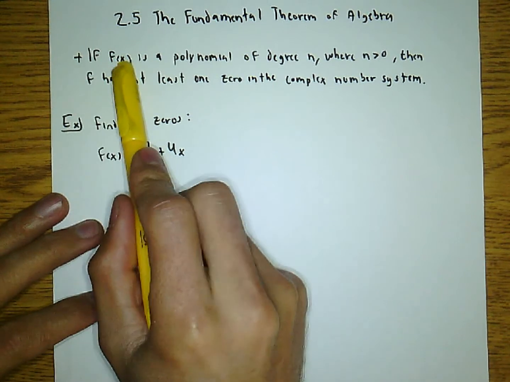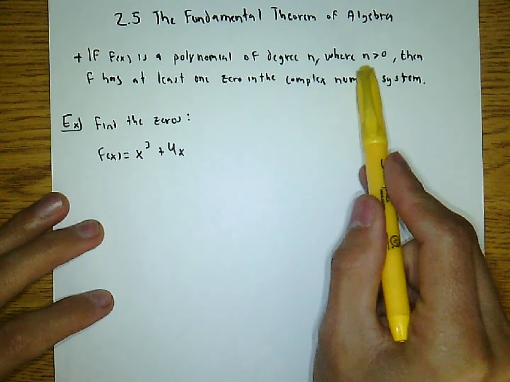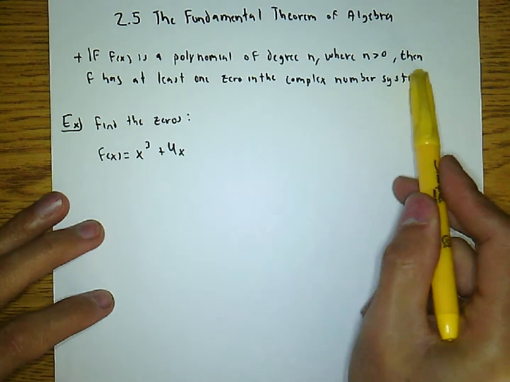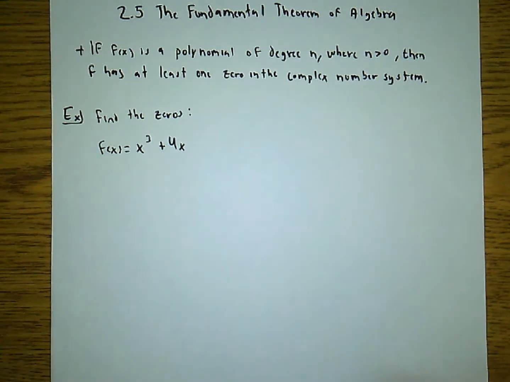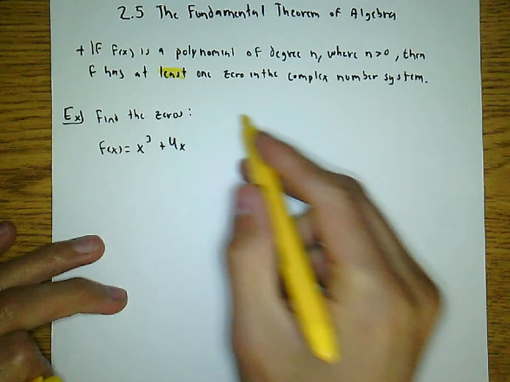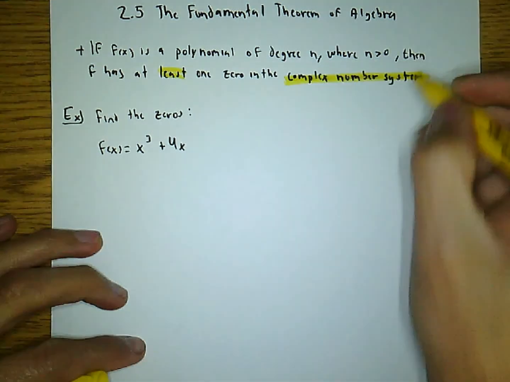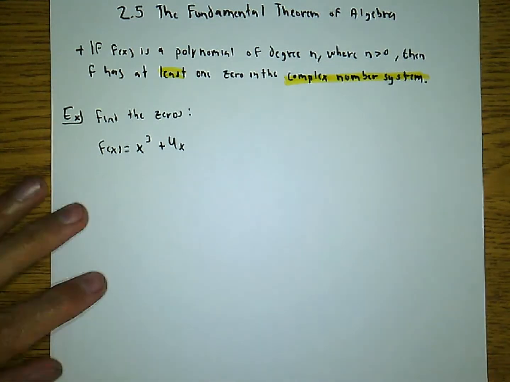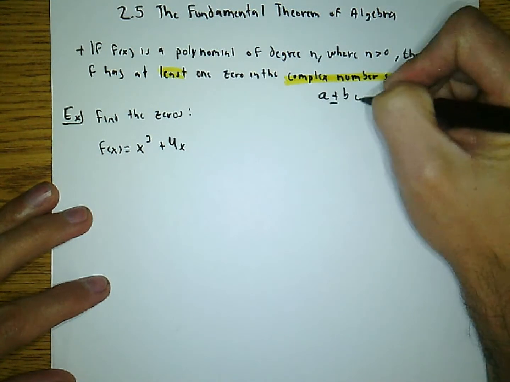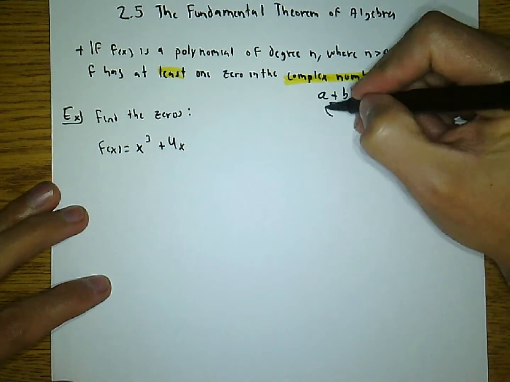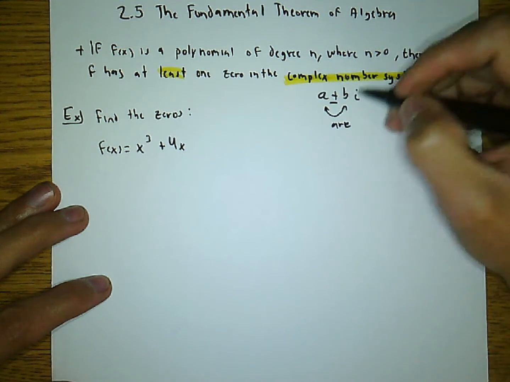If you have a function, and that function is a polynomial of degree n, where that degree is bigger than 0, then that function has at least, so I'm going to go ahead and highlight that word, has to have at least 1 zero in the complex number system. Okay, so real quick, let's make sure you remember that a complex number has the form a plus or minus bi. Remember, a and b are real numbers.